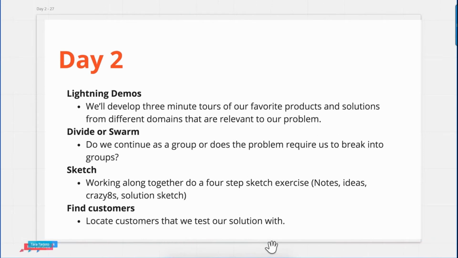On day two of the design sprint, it starts to get really exciting as the visuals amp up and idea formation begins. We typically start the day with lightning demos. These are short snippets of our favorite products or solutions from different domains, and they're relevant to our problem. Helpful tips here include ensuring your team has tested their demos in your remote environment before kicking off the session.